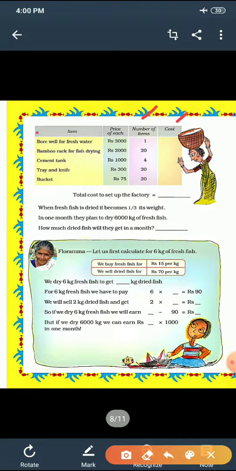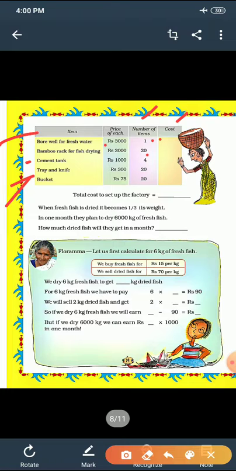Bore well for fresh water. Price of bore well is 3,000. Number of items needed 1. So total cost will be 3,000 multiplied by 1, 3,000. Now bamboo racks for fish drying, 2,000 is the cost, and how much we need? 20. Like this, cement tanks, tray and knife, and bucket are also needed for the fish drying company.